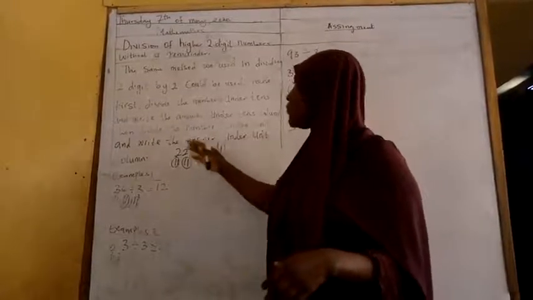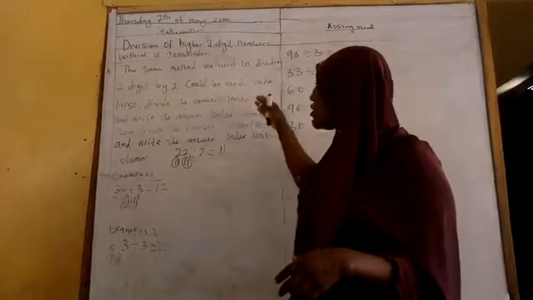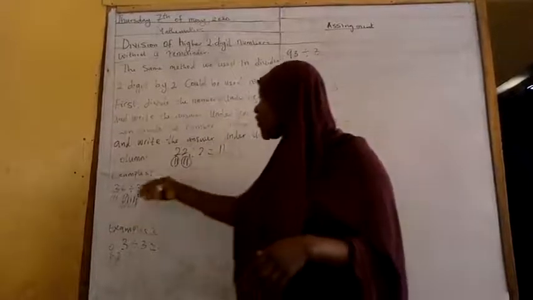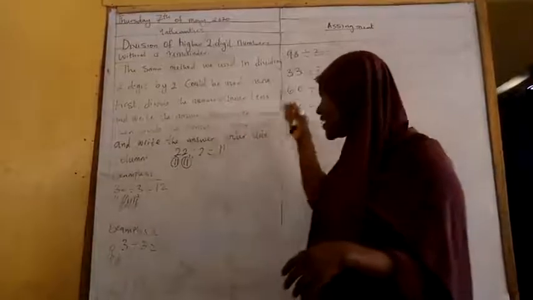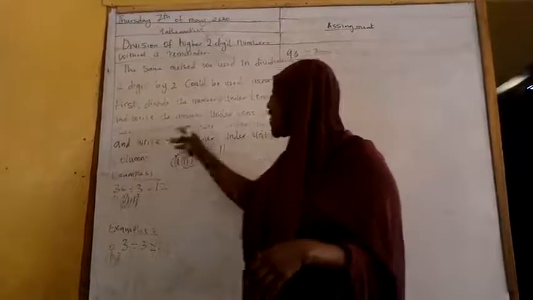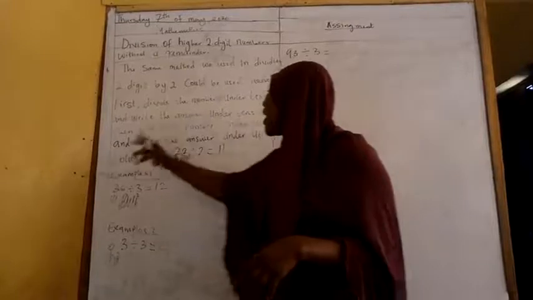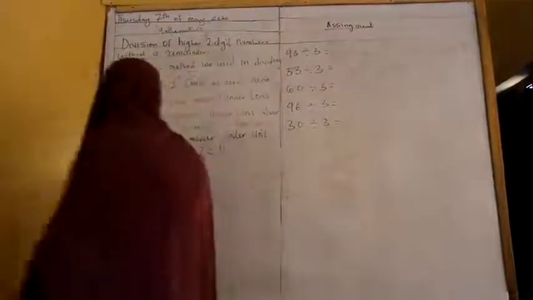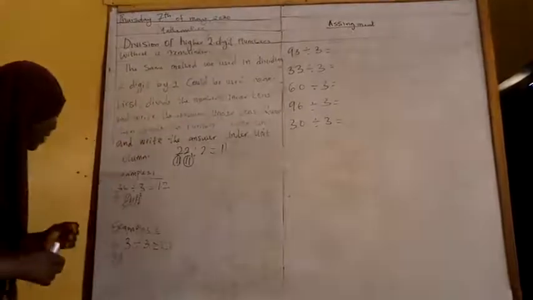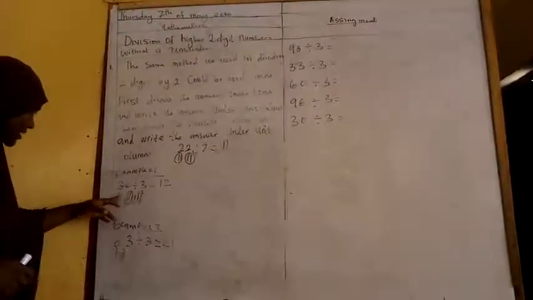The example. First divide the number under tens and write the answer under the tens column. Then divide the number under units and write the answer under the units column. You can see this is the example. Example 1: we have 36.